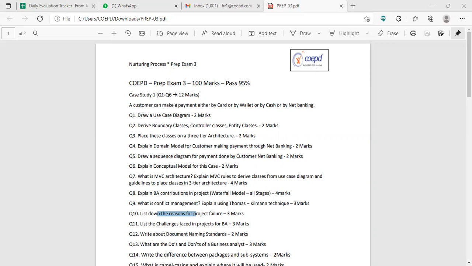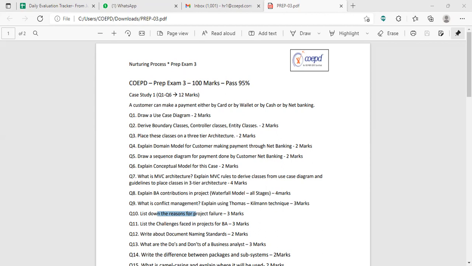To answer the question number 1 to 6, you have to understand a case study. This case study explains how a customer can make a payment through card, through wallet, through cash, or through net banking. So he can make the payment through 4 ways: card, wallet, cash, and net banking.